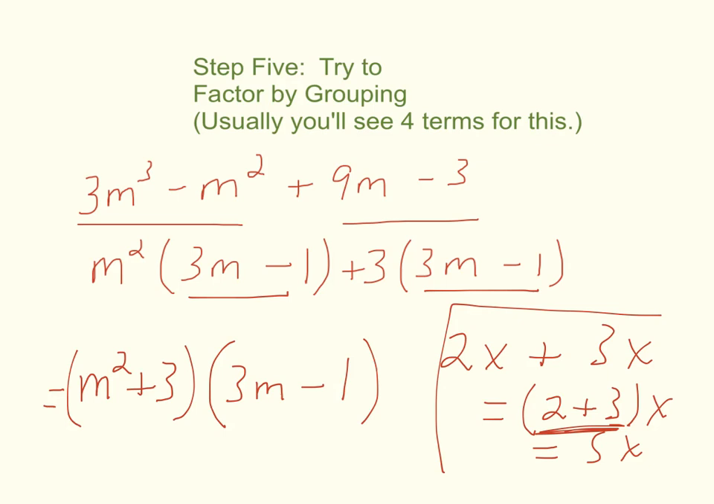3m cubed minus m squared plus 9m minus 3. Finally, though, remember to always check to see if you have any other common factors. Quick visual here. Nothing works. So that is the practice that we're going to look at for today. Hope this helps you tackle the problems on your assignment quickly and efficiently.